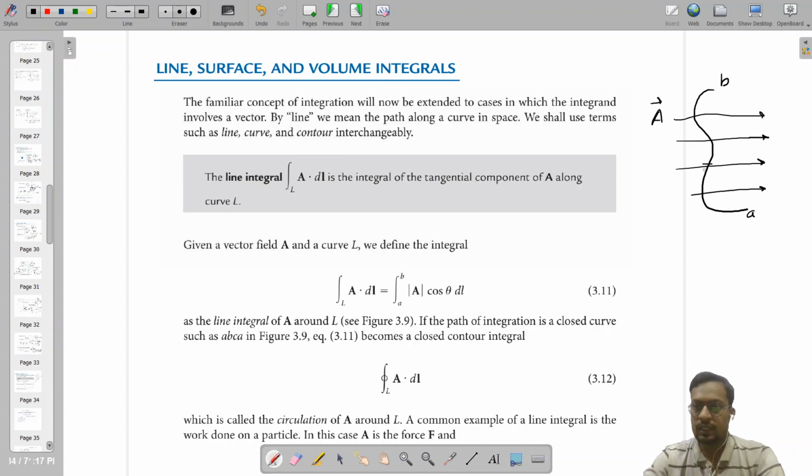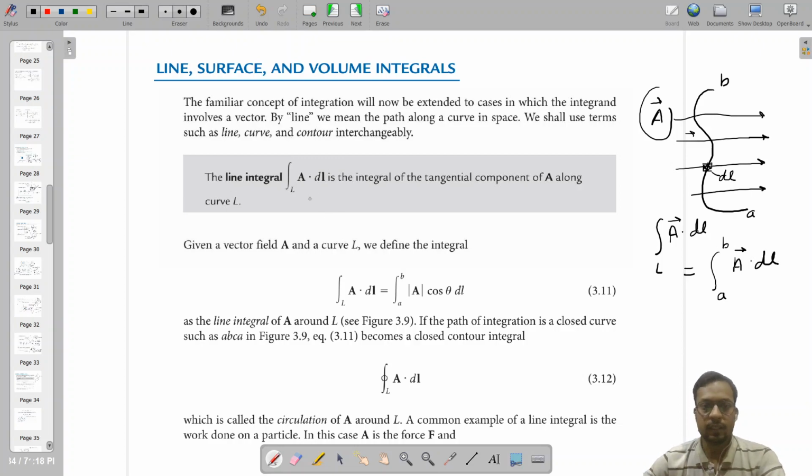Now to evaluate the line integral on this arbitrary length, we consider a small incremental length dl. Then the total line integral of this vector on this line can be written as the integral over L of A dot dl, that is, from point A to B, A dot dl. So the line integral A dot dl is the integral of the tangential component of A along the curve L.